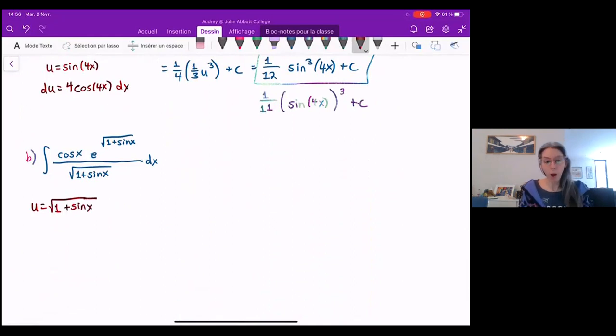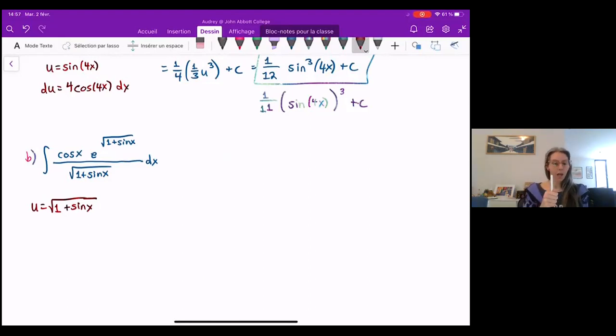Now, with this problem, if you just pick u to be 1 plus sine x, again, totally fine, totally valid way to approach the problem. All that's going to happen is that you're going to have to do multiple substitutions. You'll have to do 2. So it actually might take time as soon as I'm done with this one to show you how that would work out. Okay, so I'm going to let u equal to the square root of 1 plus sine x.